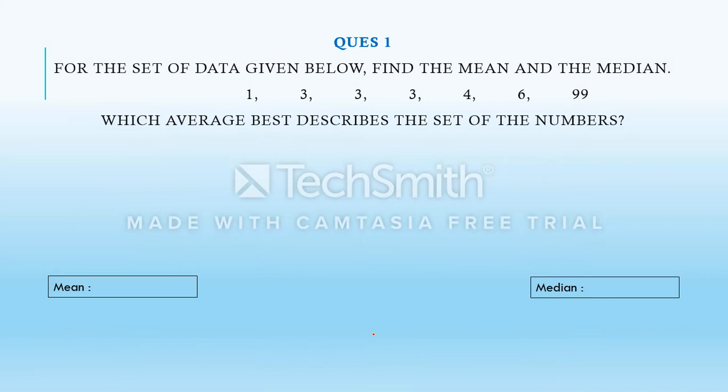Let us look at another example. Here we have a set of data which is given. We need to find out the mean and the median. Further, the next part of the question says, which average best describes the set of the numbers? So let us first find out the mean and the median, and then we shall take a look at which, between the two, would be a better measure of central tendency.